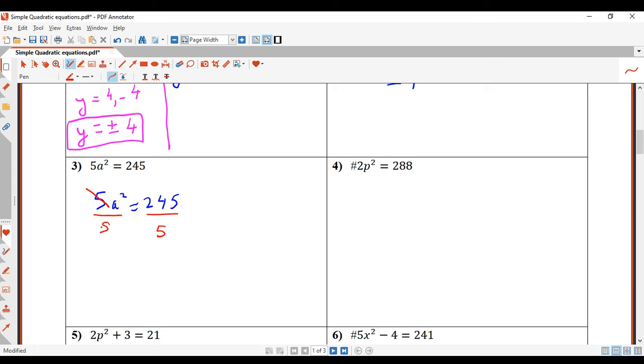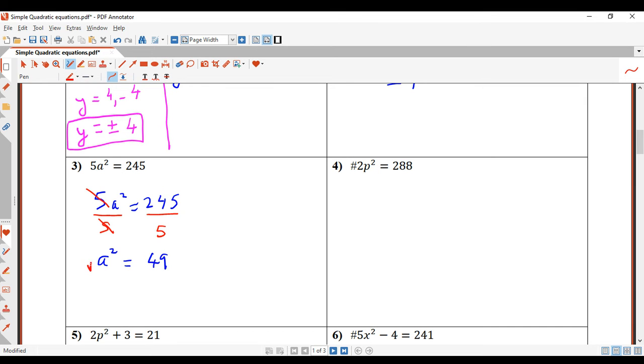Okay, that'll cancel. Right. And now we've done that, we've got the a squared term by itself. So we're going to write down a squared equals, so if you work this out, 245 divided by 5, that is 49. Okay, and then the next step after that is we want to square root it.